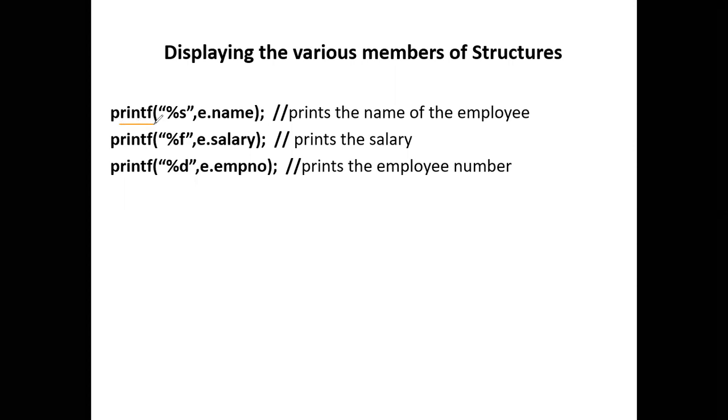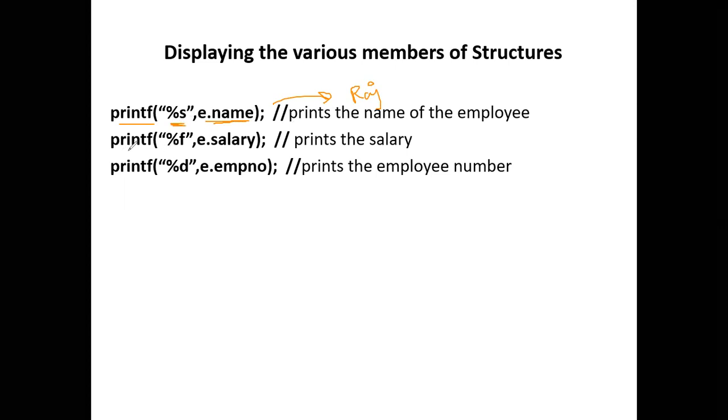If I want to print anything, I have to use the printf statement, and we are printing the name of the employee. What is the data type we have used? It is a string, correct? Since it is a string, we are using the format specifier %s and writing e.name. So this will print the name of the employee. What is e.name? e.name is Raj, so it will print the value Raj. Make sure we have used %s here.